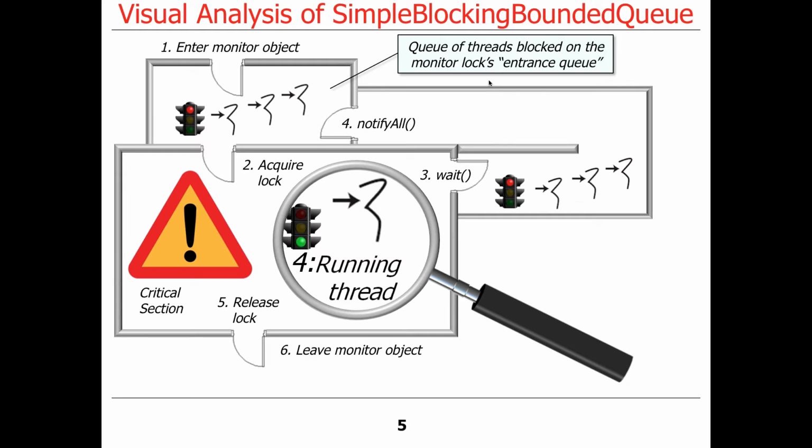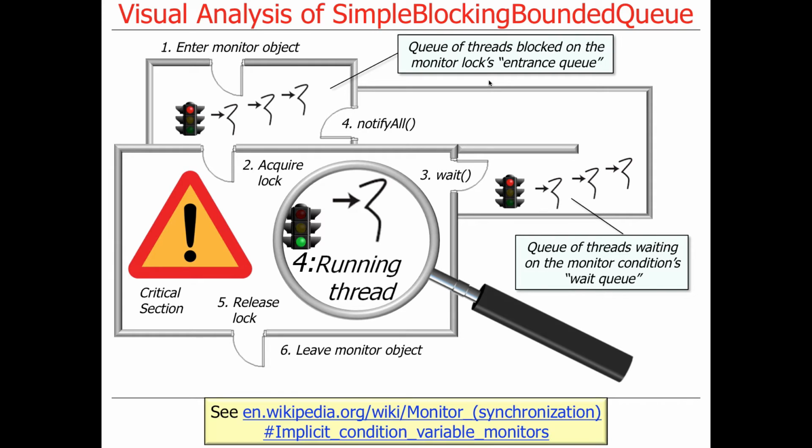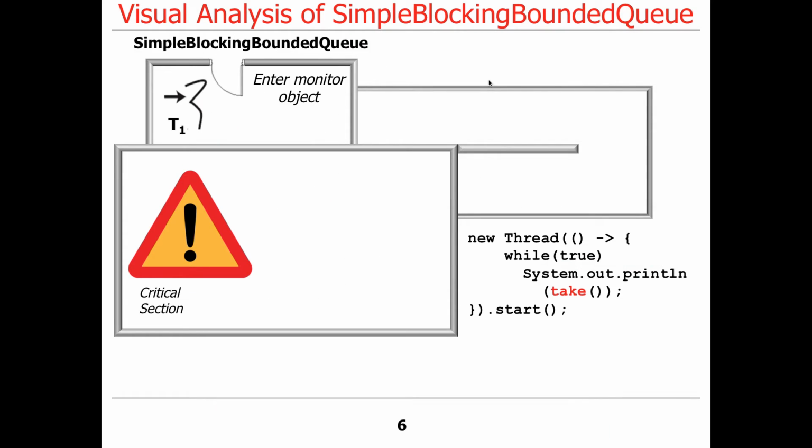So we're going to have a queue of threads that'll be blocked on the entrance queue, and those are waiting to get into the critical section. And then we can have a queue of threads waiting on the wait queue, waiting to have the condition either be not empty or not full, depending on what you're waiting for, whether you're putting or getting. And the key thing to remember, again, is this illustrates the use of an implicit condition object. There's only one of these things per monitor object, which makes it more complicated.